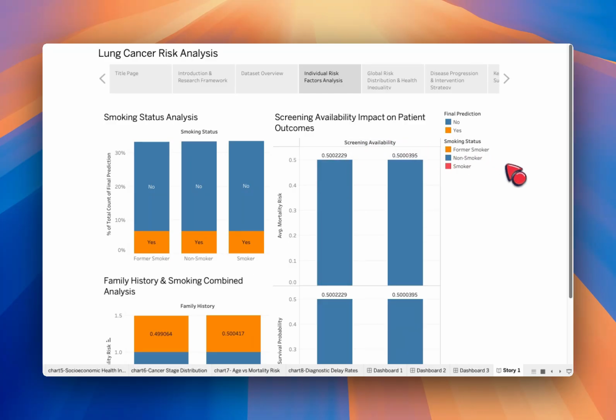Screening availability shows almost identical results. Mortality risks are around 50% with or without screening. Screening helps, but other factors are more important.